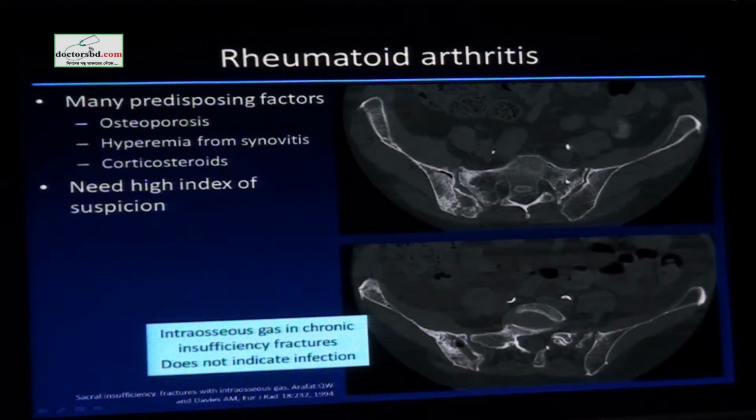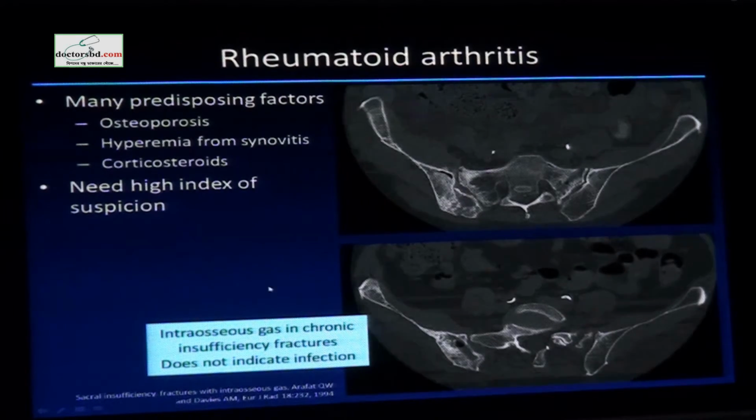This is another patient with rheumatoid arthritis with multiple insufficiency fractures involving her iliac bone, both sides of her sacrum, and unfortunately these were not diagnosed for quite a long time, and this is after several months of pain. We can see that the right sacroiliac joint fracture is actually displaced. There's some soft tissue fullness in the iliacus related to it, and we have developed gas inside the bone.